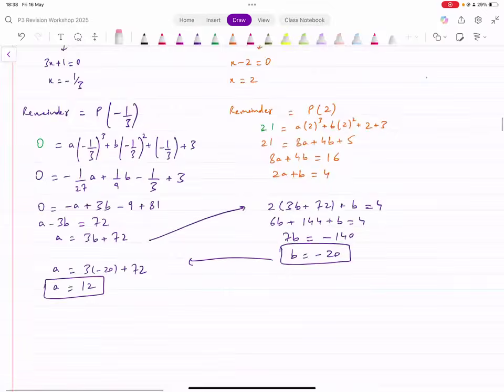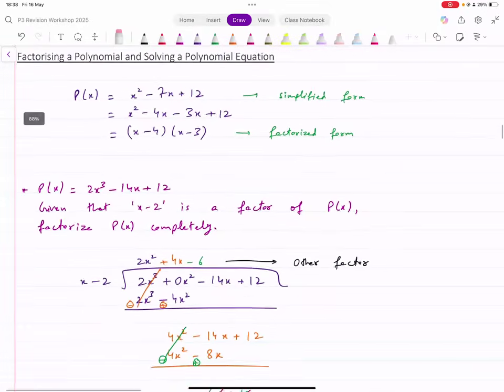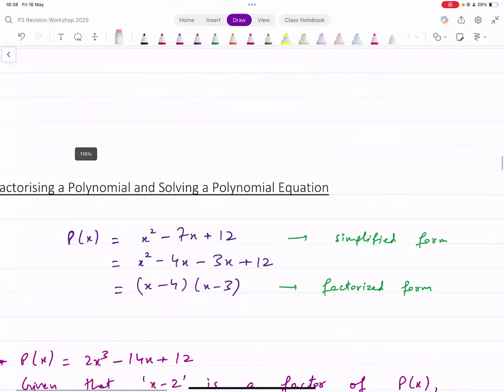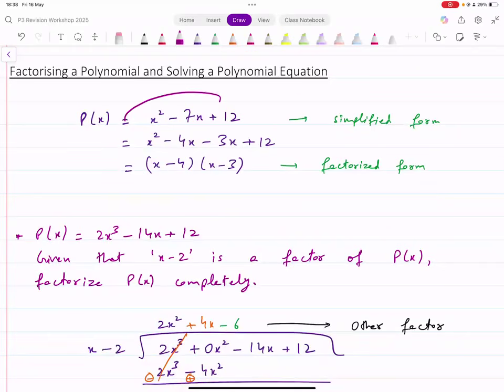Then the next thing that you need to know about is how to factorize a polynomial and how to solve equations involving polynomials. Let's say we've got a polynomial that looks like this. It's a quadratic polynomial. Now, for quadratic polynomials, we know how to factorize them using middle term breaking, right? So if it was a quadratic factor, we could factorize it like this.